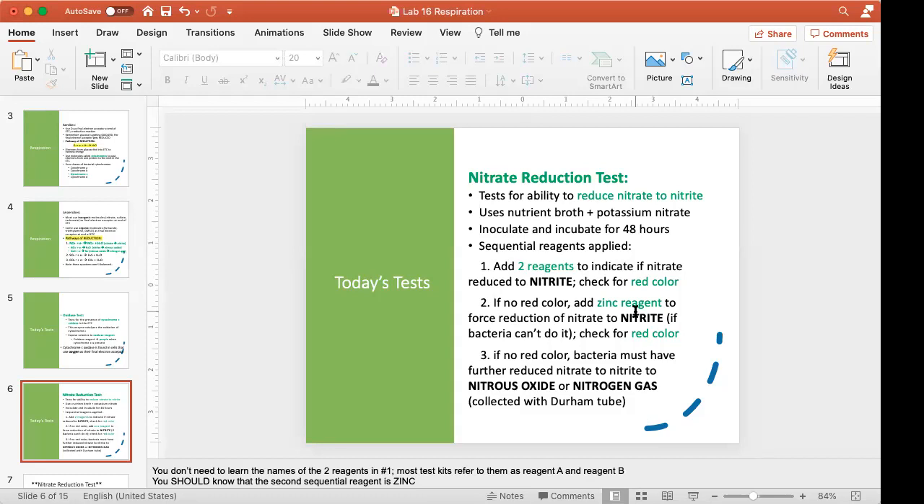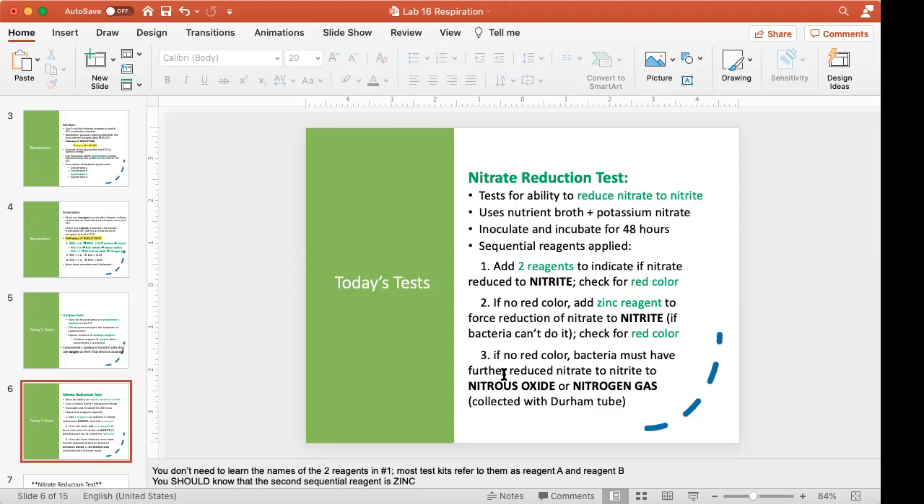What the heck is going on now? If there's no red color, even after you've put the zinc in, that tells you that the bacterium has not only reduced the nitrate, but it has reduced it past nitrite. It has either made nitrous oxide or it's made nitrogen gas.